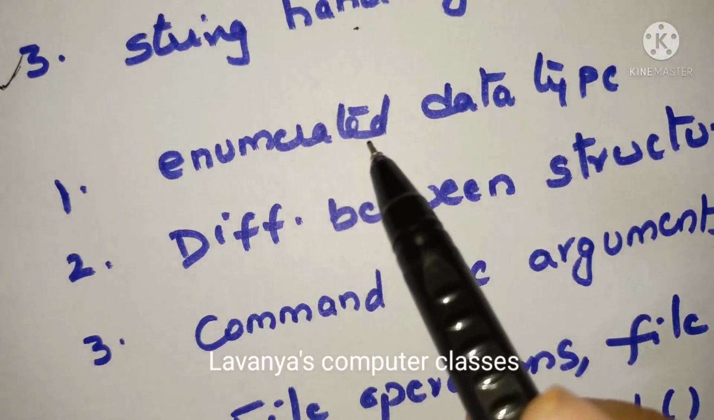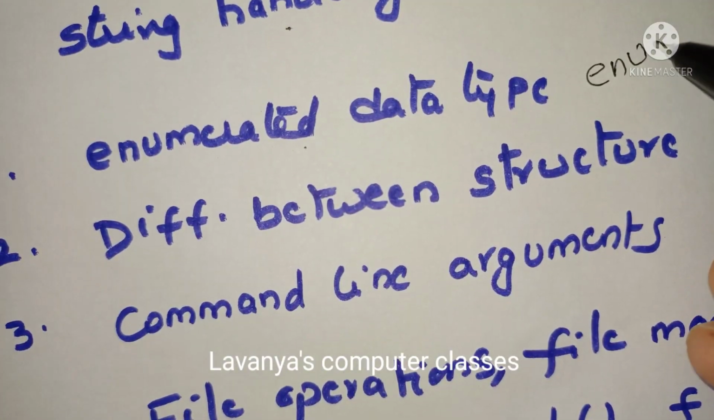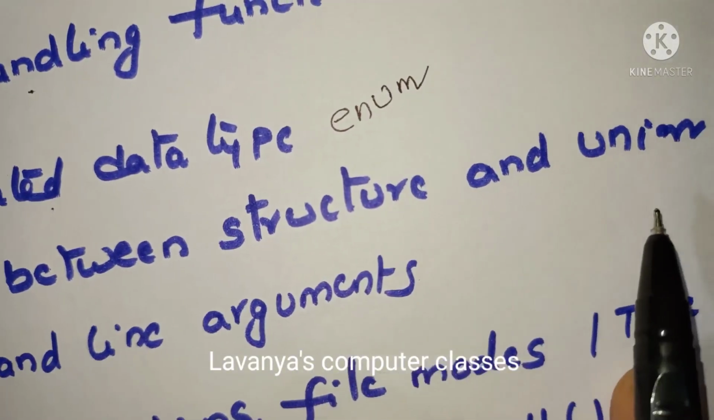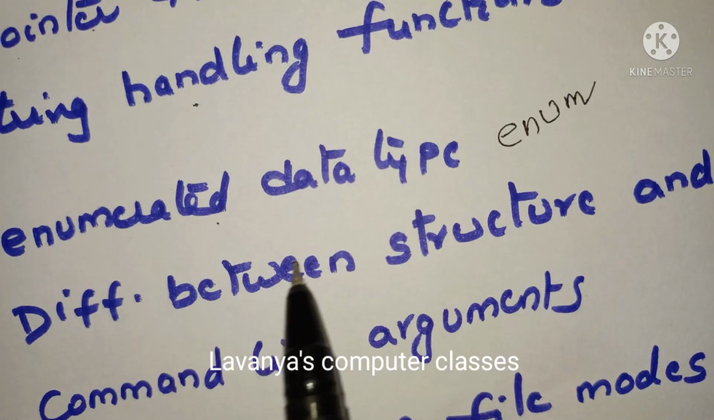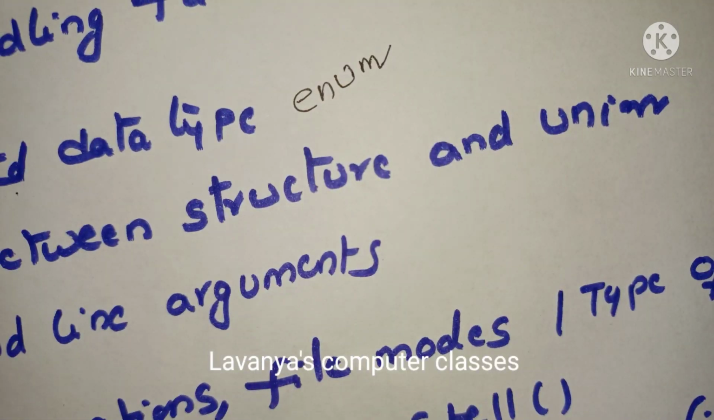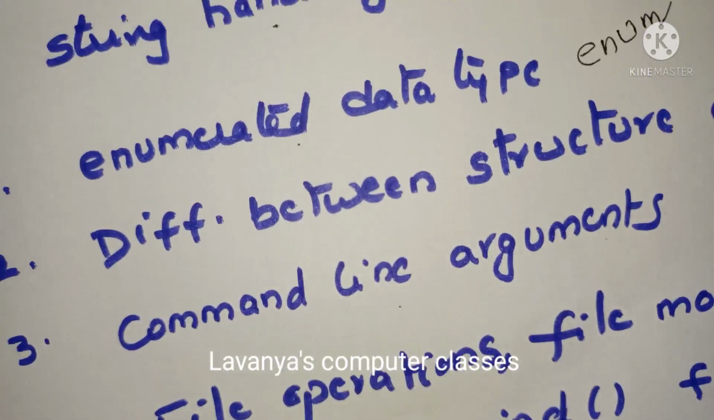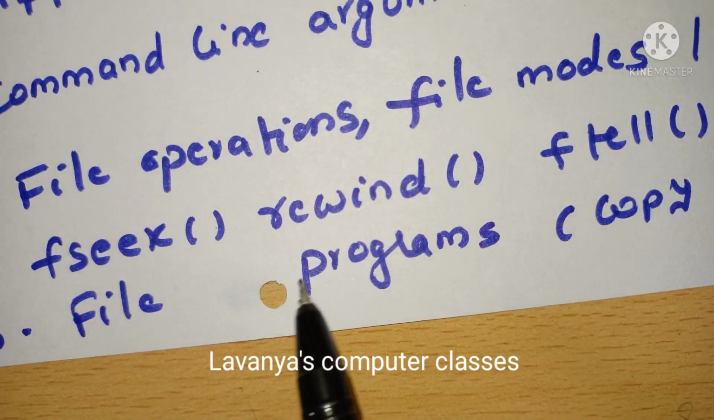Unit 4's important question is enumerated data type. Simply it is also called enum. And there are two concepts, structures and unions. Read structures thoroughly. Programming with structures is important. A very important question is difference between structure and union. Don't leave this question. Difference between structures and union. And then command line arguments. This is also a very important question. Enum, command line arguments.